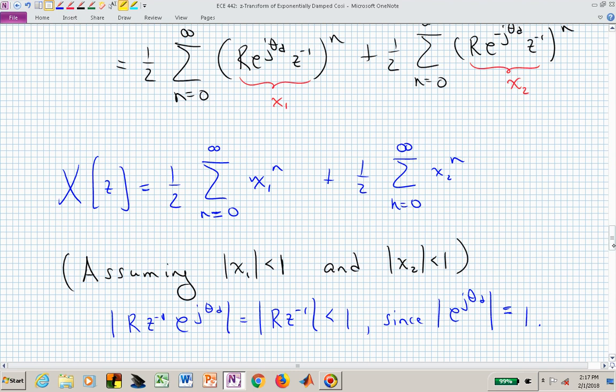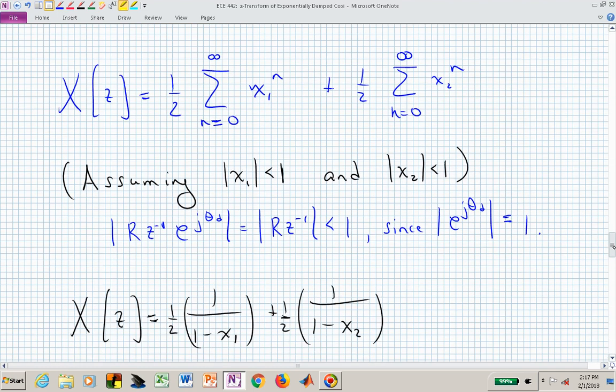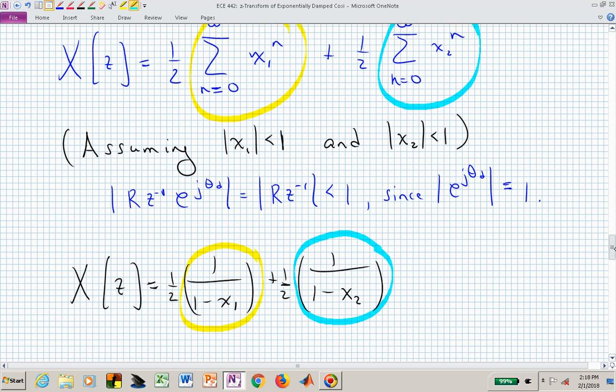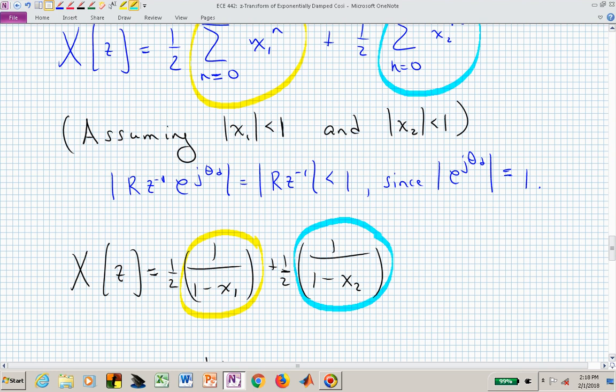So now we need for x1's magnitude to be less than 1 and for x2's magnitude to be less than 1, we need the product of r, z to the minus 1's magnitude to be less than 1. We're assuming that, and if that's the case, then we can find a closed form expression for both of these infinite sums, and those are just 1 over 1 minus the common ratio. We now have 1/2 times the first piece plus 1/2 times the second piece.